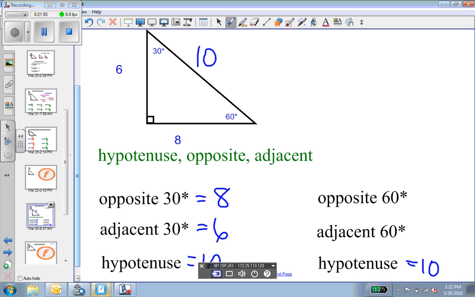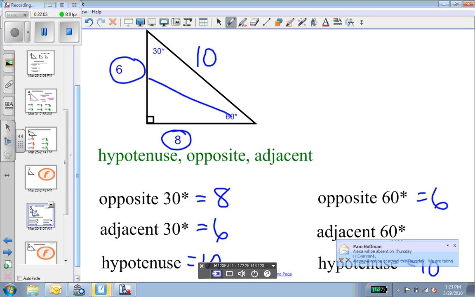What is opposite 60 degrees? 6. Good. What is adjacent to 60 degrees? 8. Good.